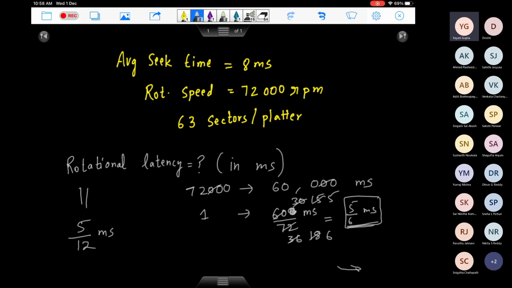So first of all, you'll have to move your read write head to bring it to the correct track. That takes you time, which is average seek time, which is already given to you, which is 8 milliseconds, plus how much time does it take for you to rotate the disk and bring the correct sector below the read write head? That is equal to your rotational latency, which is 5 by 12 milliseconds. Now the last part is a bit confusing. So there is some input output time, right? So this is your seek time again, this is your rotational latency, and we are left with the input output time.